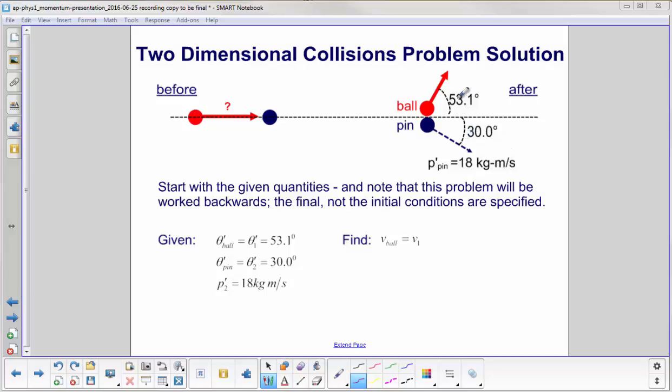I'm not going to worry about negative or positive here because we're going to take advantage of the sketches and figure out which way the velocities and momentums are. And we want to find all the way over here the velocity of the ball, which we will call V1.